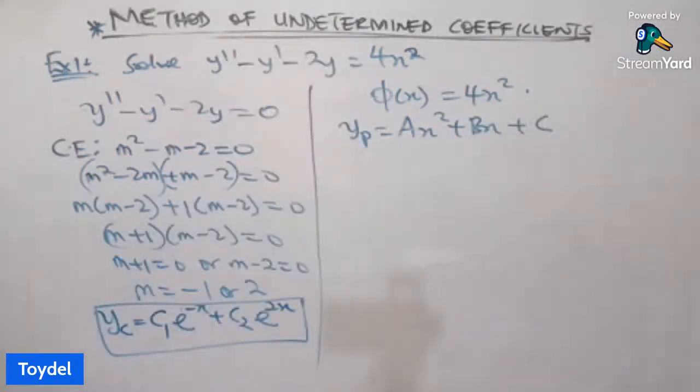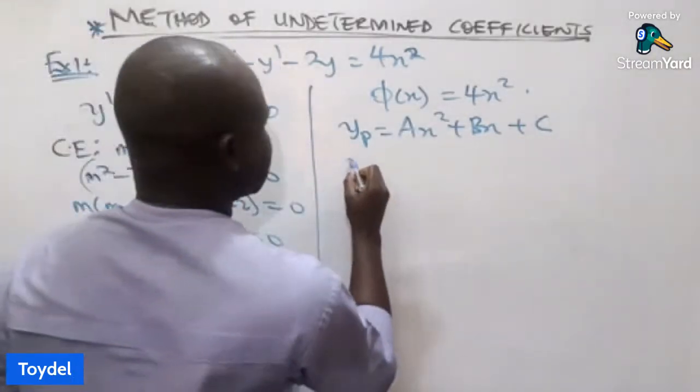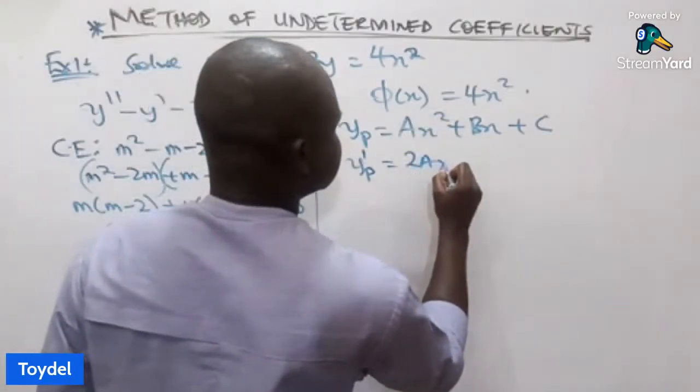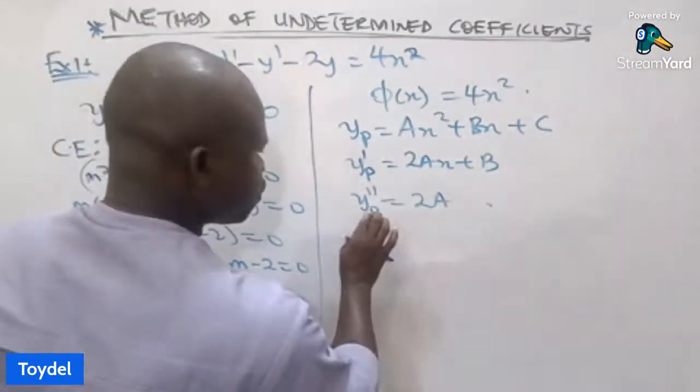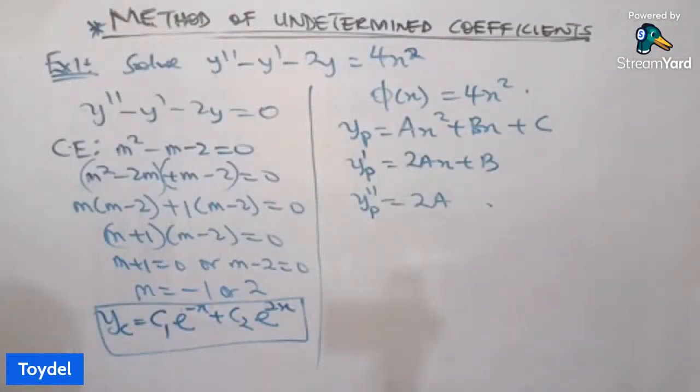This is the example under case 1. That's how we are going to write it. And of course, we have y' here, so we go ahead and find y_p'. When we differentiate this, we have 2ax + b. Then we differentiate the second time, y_p'' will be 2a. So what do we now do? We substitute all these results back into this equation.